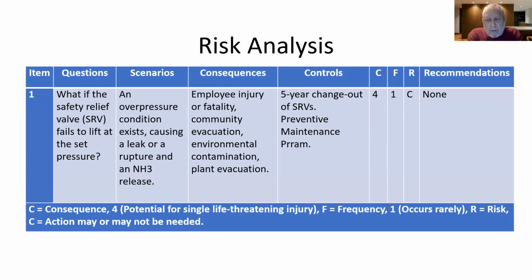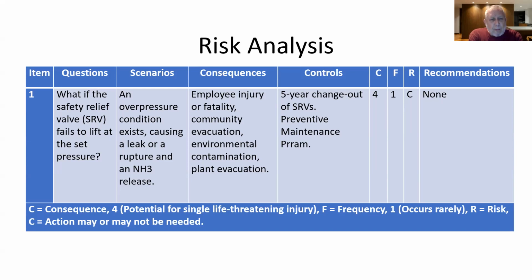Now, this is the what if checklist kind of thing. What if? The question is the what if. And they almost always start with what if. There's your first clue. What if the safety relief valve fails to lift at the set pressure? Safety relief valve is a valve that's on a pressure vessel. And if the pressure vessel's MAWP, or maximum allowable working pressure, is, say, 300 PSI, then your safety relief valve should go off at 300 PSI.